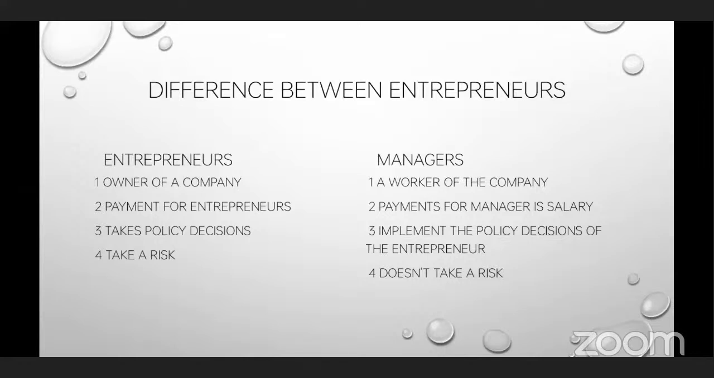The entrepreneur is the owner of a company, while a manager is a worker of the company, a laborer. Second, payment for an entrepreneur is profit or loss. It's uncertain. But payment for managers is wages or salaries. It's certain. Third, an entrepreneur takes policy decisions while managers implement the policy decisions of an entrepreneur. Entrepreneurs take a risk. Can you hear me? Yes, miss. Okay. An entrepreneur takes a risk while a manager doesn't take a risk.